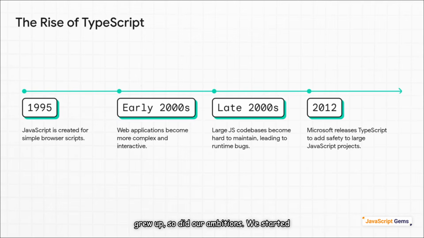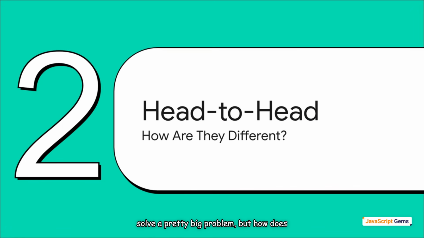We started building these massive applications. Think about something like Google Maps or Facebook, all using JavaScript. The problem was, JavaScript was never really designed for that kind of scale. As the codebases got bigger and bigger, they got really fragile. Bugs would pop up all the time, but only after the code was already out there for users to see. So in 2012, Microsoft came along with TypeScript as a solution to bring some order and predictability to that growing chaos.